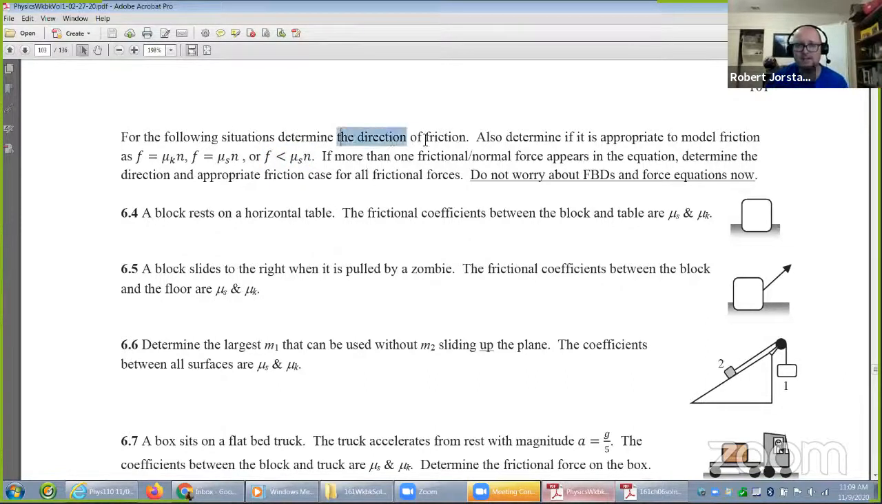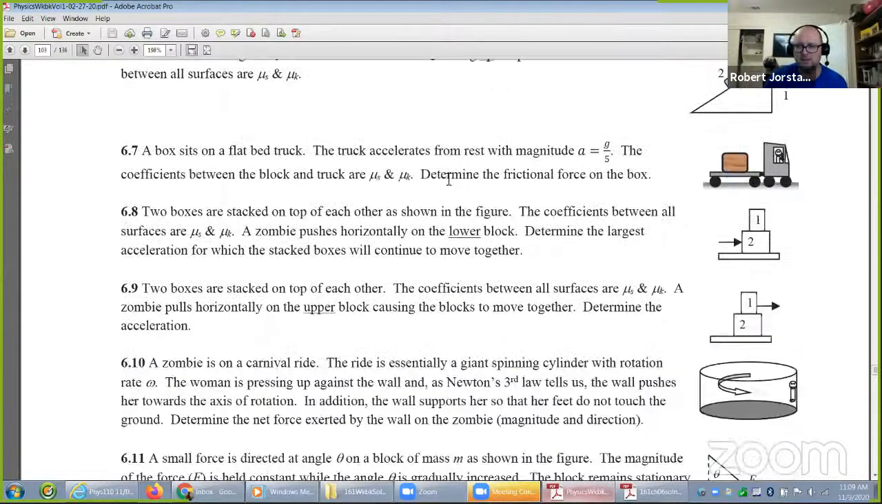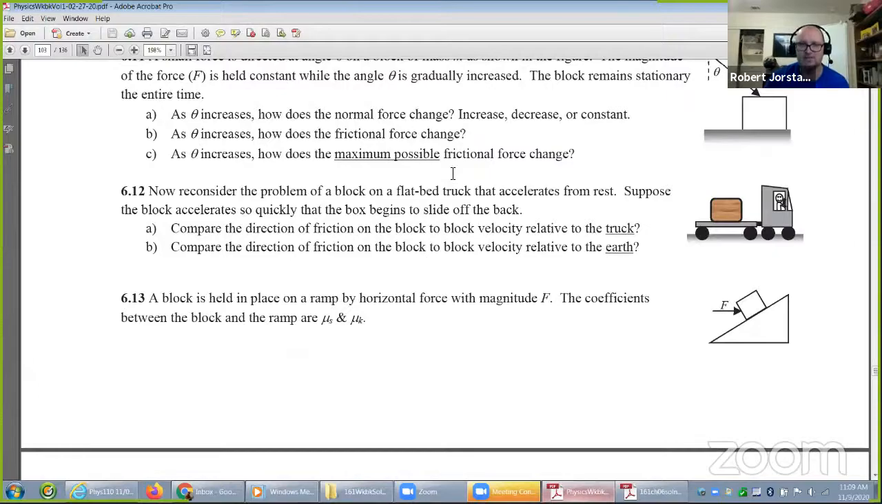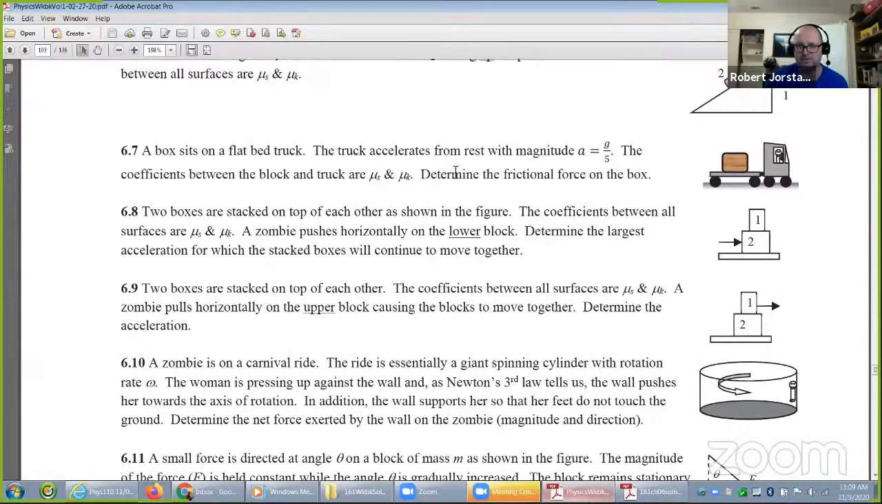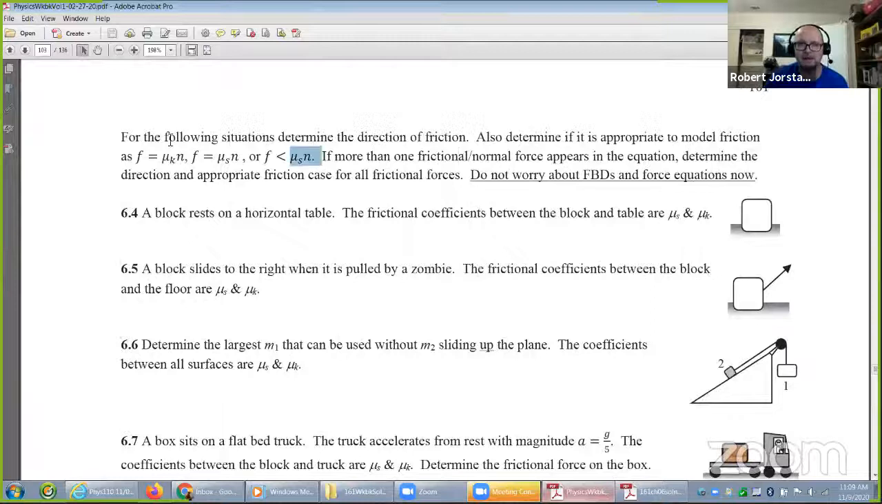Also, I'm trying to get you to think about the direction of friction. So to be honest, this entire page, we're going to do all these problems later, but this page here is not doing all those problems. It's simply thinking about friction in those problems. You want to think about all the different possible frictional forces. I don't really want you to be drawing FBDs for every case because I know we're going to do all of these problems later. So this page is to help you work on the directions of friction and which equations apply, if any.